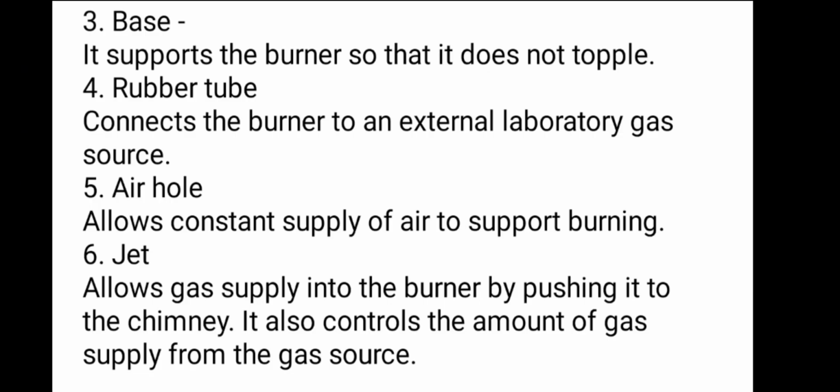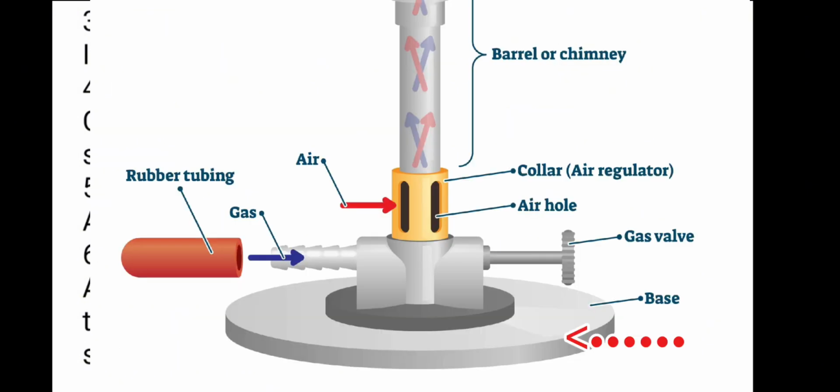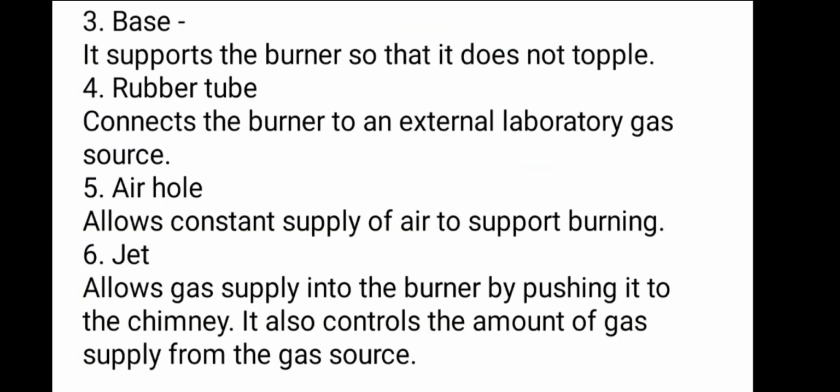Then we have the third part, which is the base. What is it for? We say the base is used for supporting the burner so that it does not topple. It supports the Bunsen burner so that it remains in a fixed position. It does not shake, it does not move anywhere, or fall.